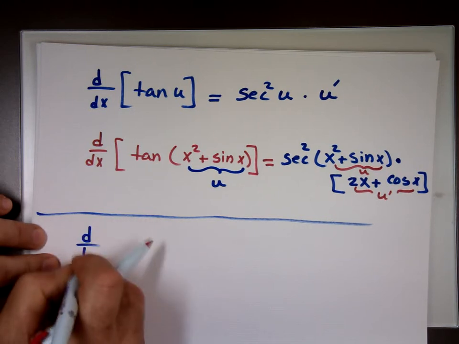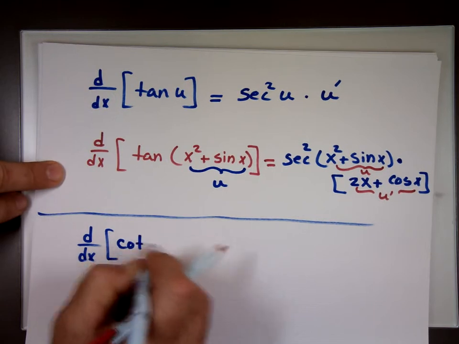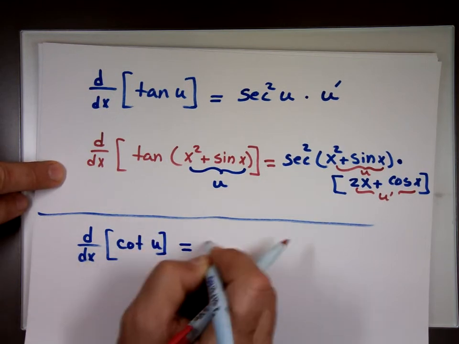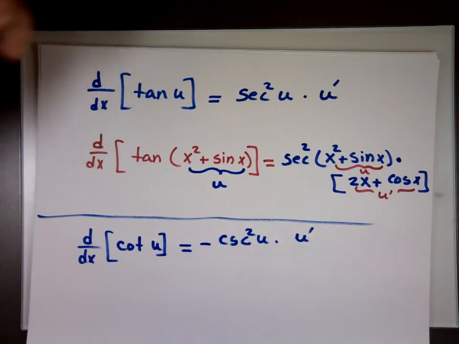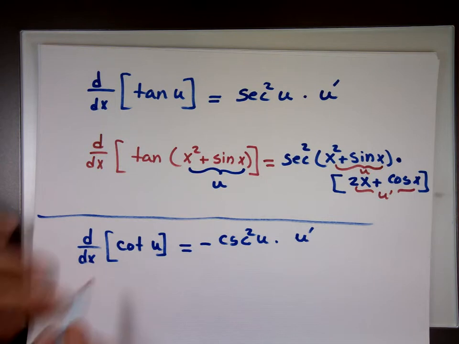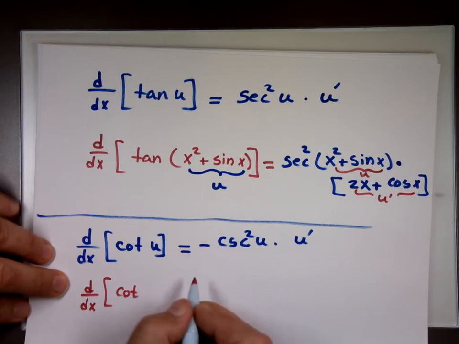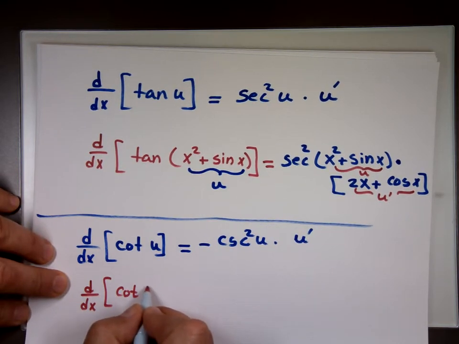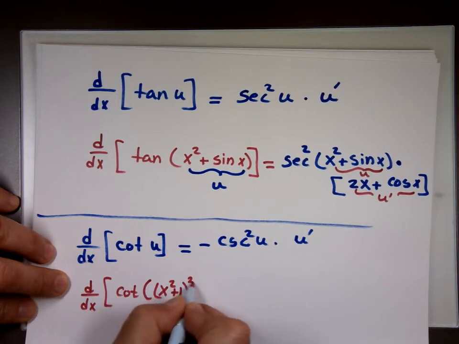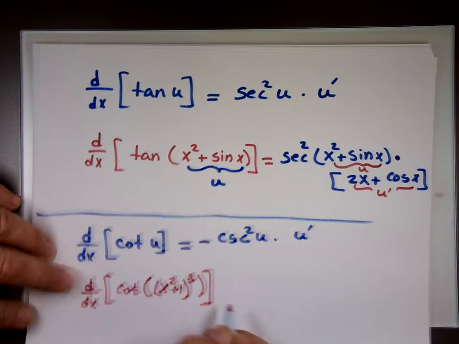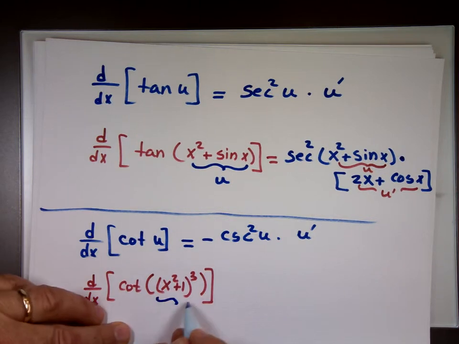The derivative, let's try the cotangent since we added. That's negative cosecant squared u times u sub prime. The derivative of cotangent, let's do this: x squared plus 1 to the power 3. Let's combine what we just did. This is my u here.